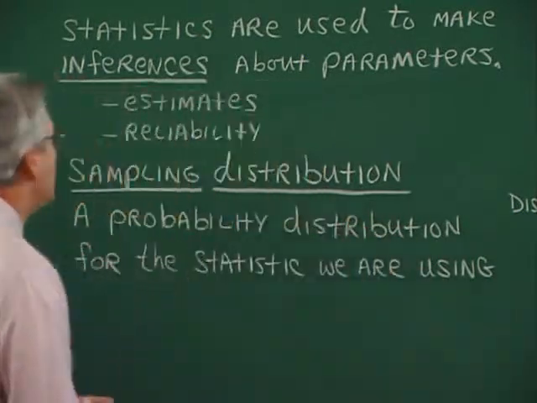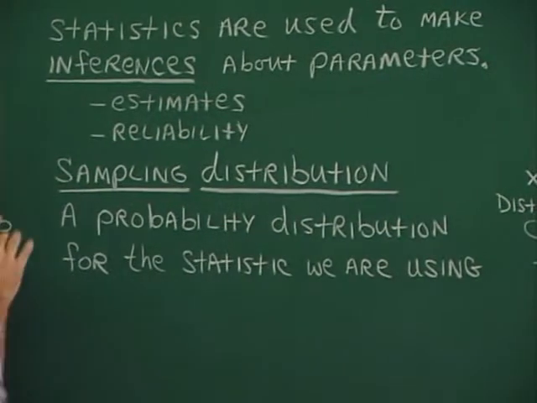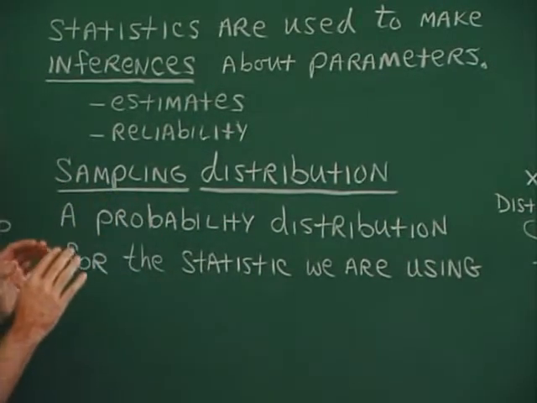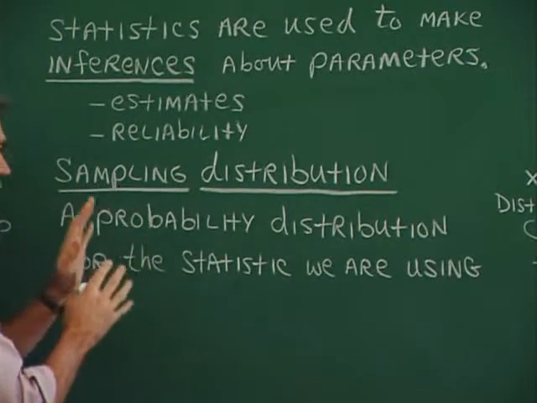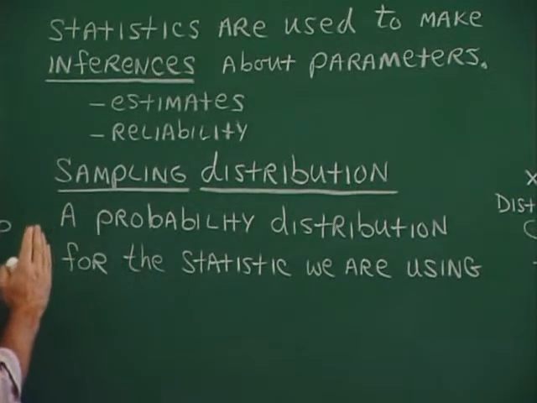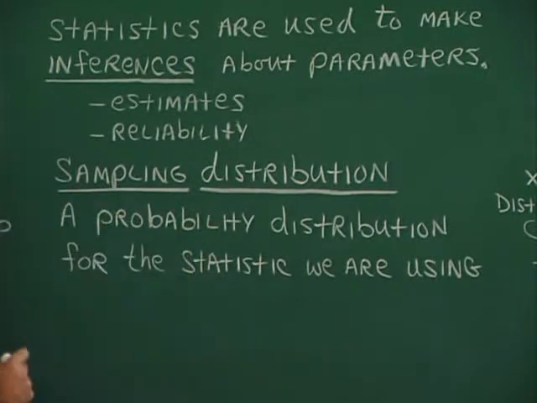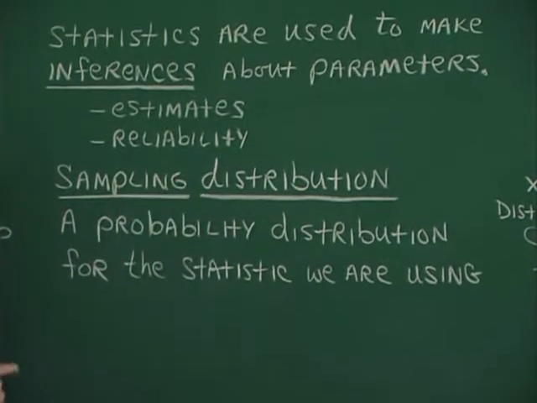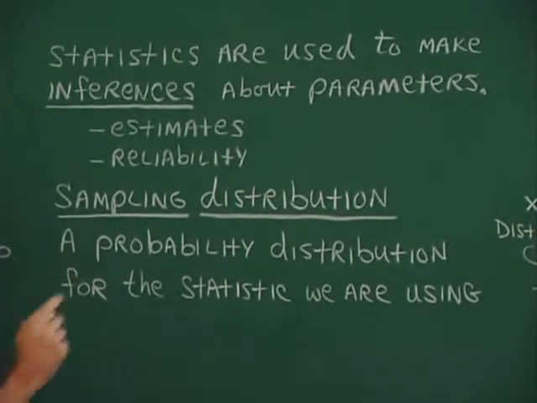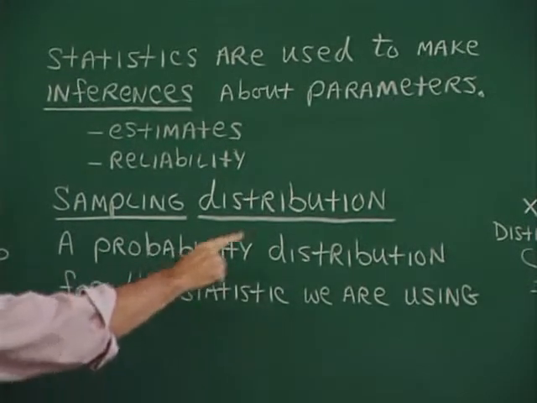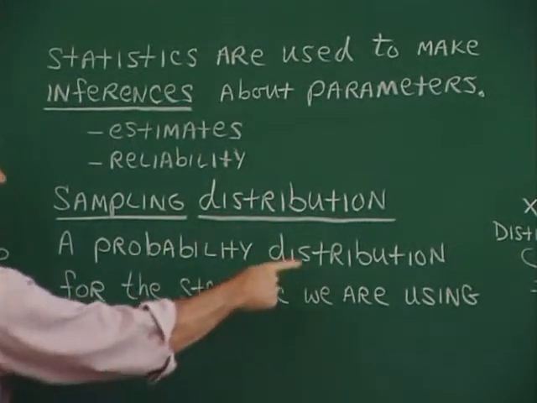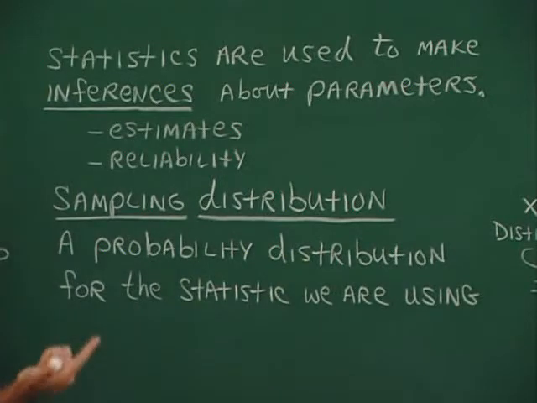Now, an important idea in making this transition from information from statistics to parameters is a sampling distribution. Here's what a sampling distribution is. It's a probability distribution for the statistic we are using. All right, well, that sounds simple enough, but what does that mean?